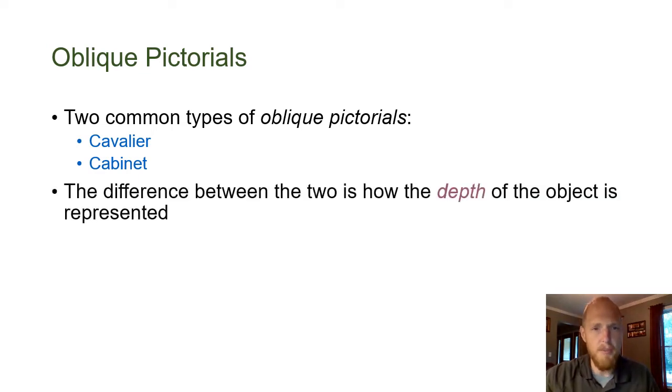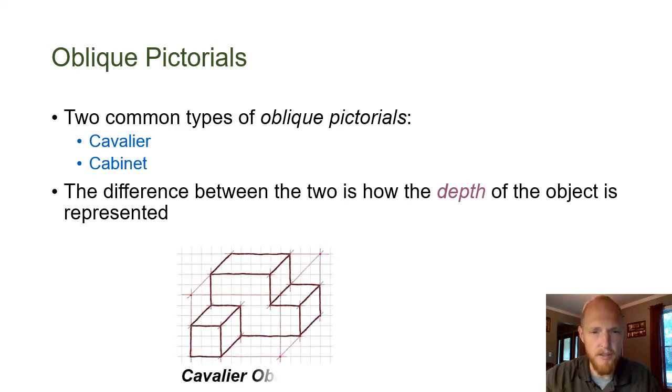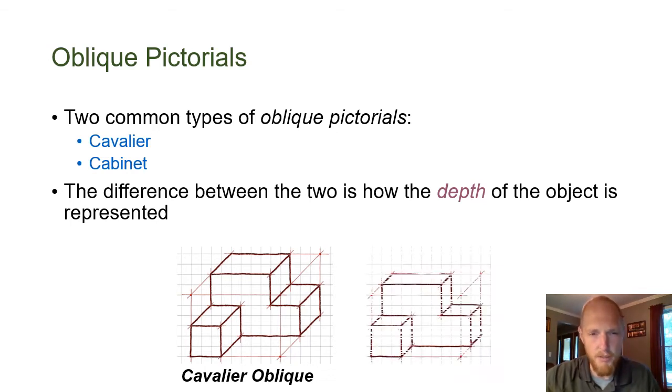There are two common types of oblique pictorials. There's cavalier and cabinet. They're just slightly different. In cavalier, you draw the height and the width to its true size and the depth as well. The depth is going to be drawn at an angle. It can be drawn at various angles, usually 30, 45, or 60, 45 being the most common. Just depends on how you want to show the depth.